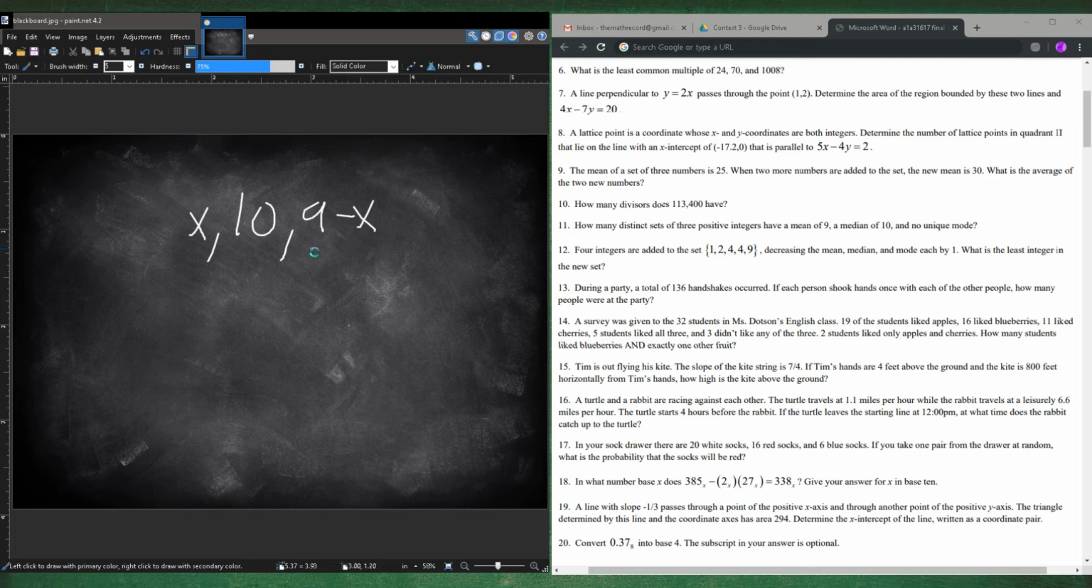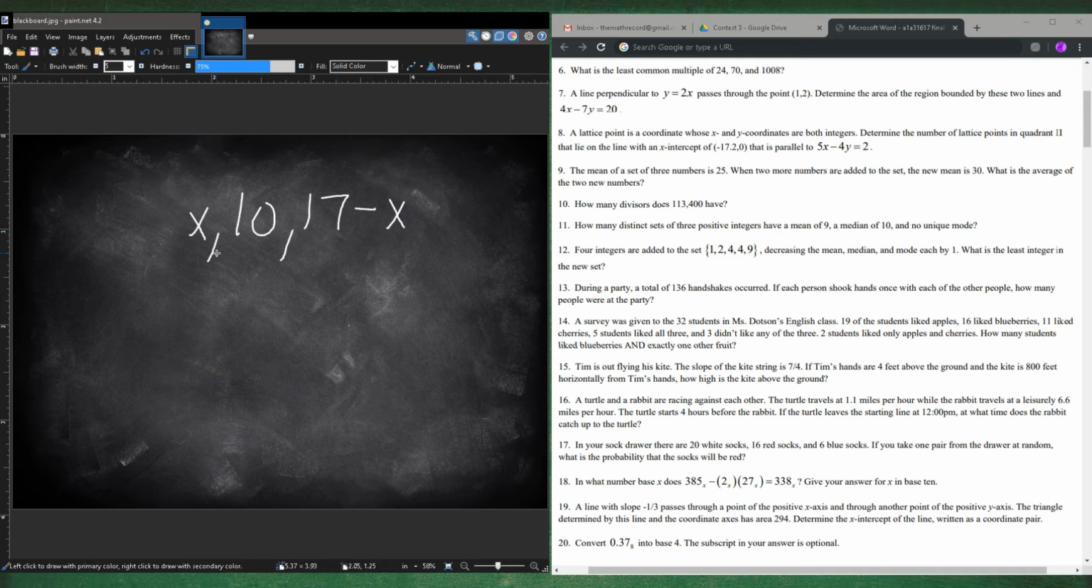Actually, no, that's a mean of 9. The median is 10. So this number plus the last number, divided by 3, equals 9. So that equals 27. So that's 17 minus x, basically. Because then this adds up together to equal a mean of 9 with no unique mode. So x cannot be 10 or 7, because then it doesn't work.